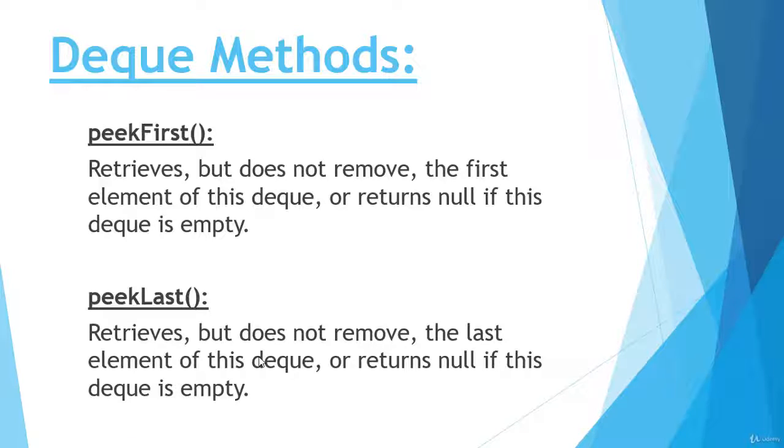After that we have the peekLast method. It retrieves but does not remove the last element of this Deque, or returns null if this Deque is empty. In a similar way, it simply returns the last element of the Deque. And if the Deque is empty, we will get null. So these are the methods present in the Deque interface.